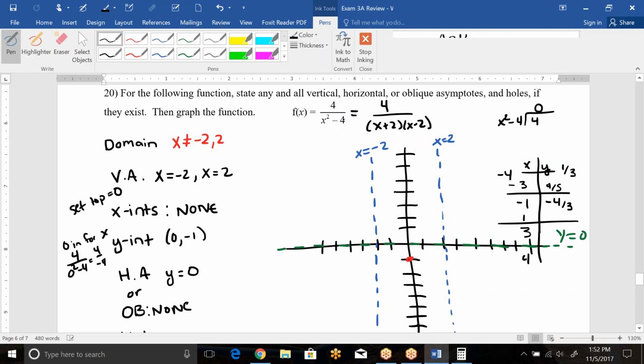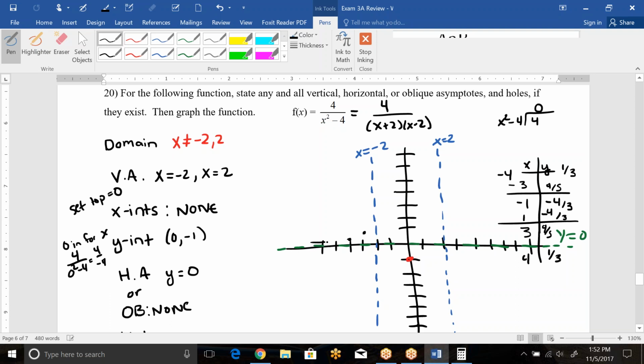1 squared is 1. Minus 4 is -3. Sorry, that's -4/3. 3 squared is 9, minus 4 is 5, so that's going to be 4/5. And I'm guessing this is also going to come out to 1/3, and it does. So there's kind of this symmetry here. So -4 is at 1/3. -3 is at 4/5, so a little bit higher.